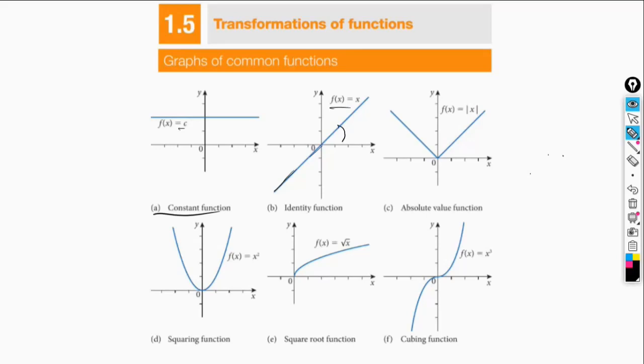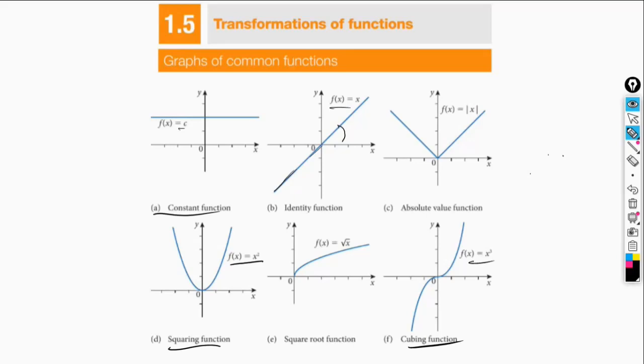We have the squaring function, also known as the quadratic function, f of x equals x squared, which is this parabola. We have the square root function, which is this nice smooth line that has downward concavity and that rises slowly. And then we have the cubing function, or the cubic function, f of x equals x cubed.